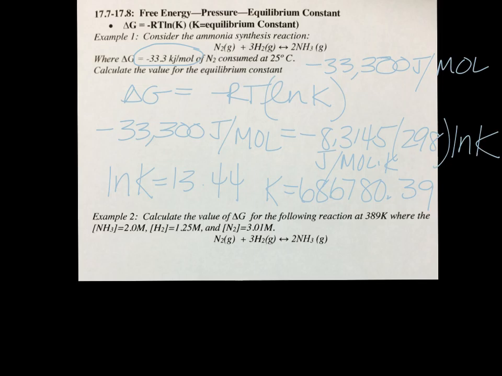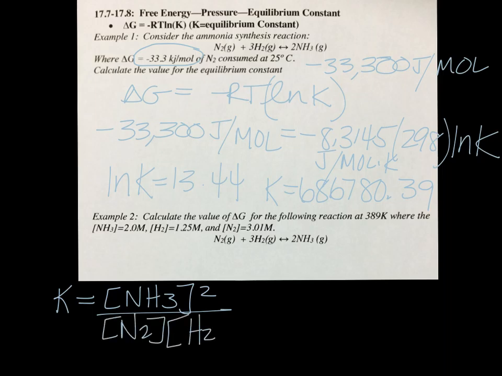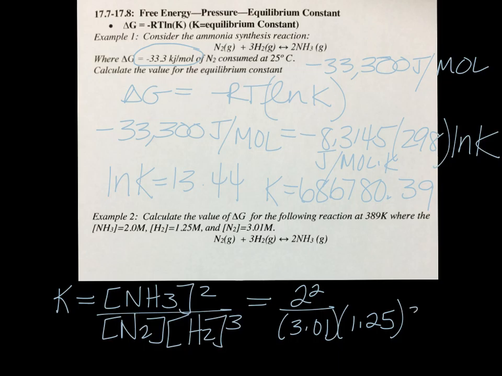So as soon as I see concentrations, I should be thinking equilibrium expression. So I'm going to do that first. I've got K equal to the concentration of NH3 squared over the concentration of N2 times the concentration of H2 cubed. And then I'm simply going to plug in my concentrations. So I've got 2 squared over 3.01 times 1.25 cubed. And that's going to give me 0.68. So that is my K.